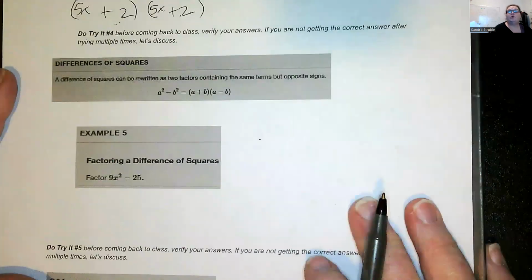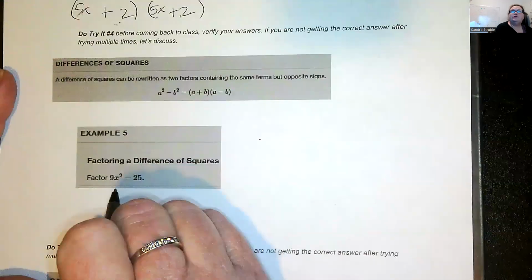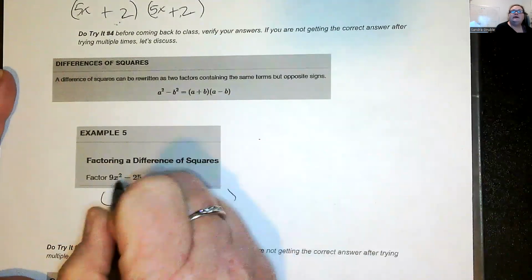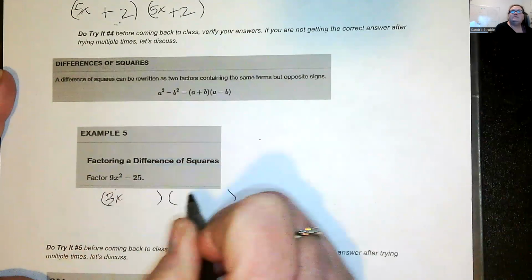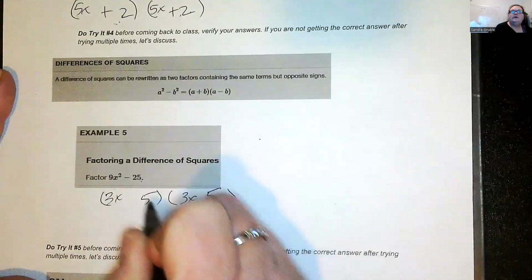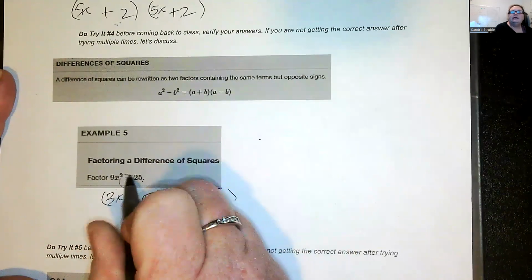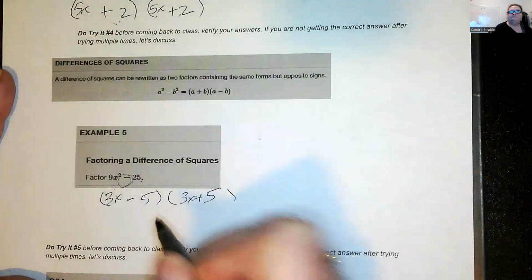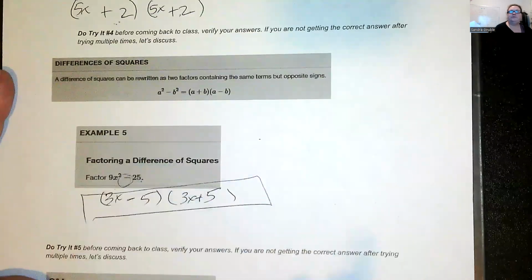This is the difference of squares. So for difference of squares, we can break this down into 2 parentheses. 9x breaks down to 3x and 3x. 25 breaks down into 5 and 5. And then since the sign's negative, you're going to have a negative and a positive. And that's it. Difference of squares.